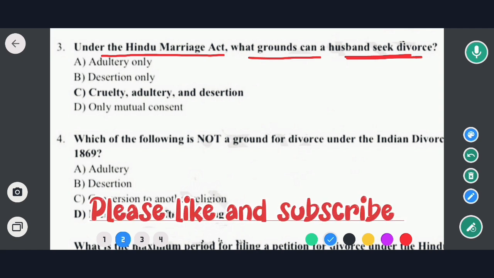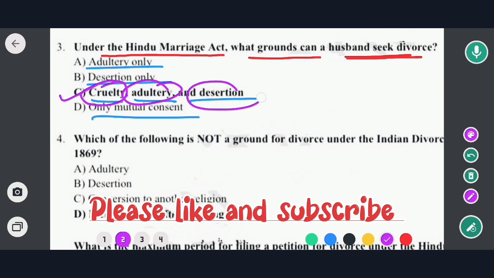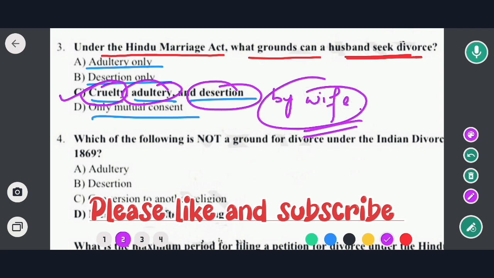Options: adultery only, desertion only, cruelty, adultery and desertion, and only mutual consent. In this case the correct option would be option C, that means cruelty, adultery and desertion by the wife. By the wife अगर है then only that husband can seek divorce. That means cruelty, adultery and desertion are the grounds under which a husband can seek divorce under the Hindu Marriage Act. In this case option C would be the correct answer. Now moving to the next question.